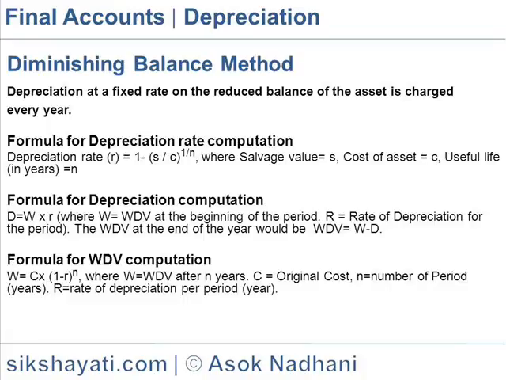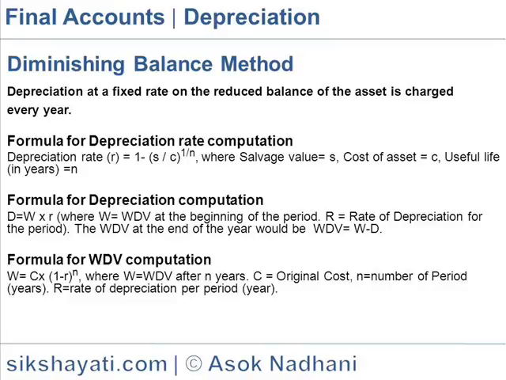Example: original cost 10,000. WDV after 1 year at 12% per annum is equal to 10,000 into (1 minus R) to the power N, which is 10,000 into (1 minus 0.12), which is equal to 10,000 into 0.88, which is equal to 8,800.